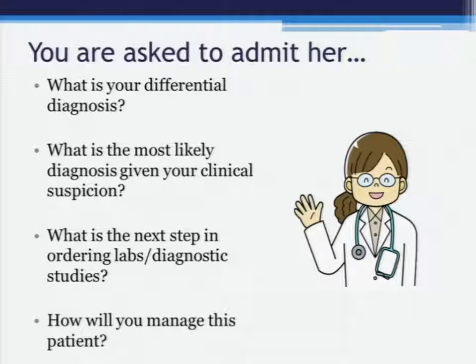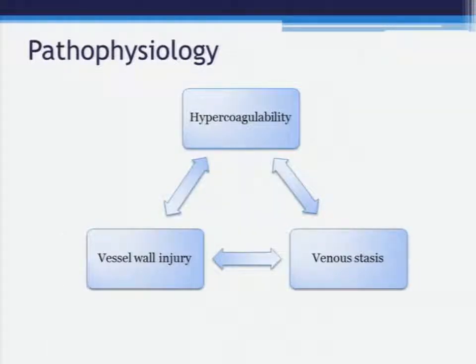So you're asked to admit her to the hospital, and as you're going down to admit her, you're starting to think, okay, what's my differential diagnosis, and how am I going to work this patient up? We can't really talk any further about VTE without bringing up Virchow's triad.